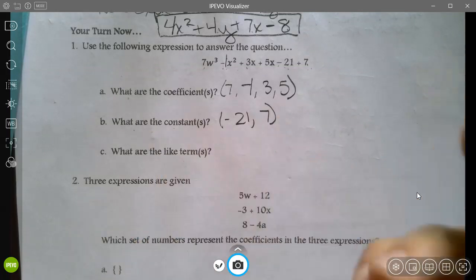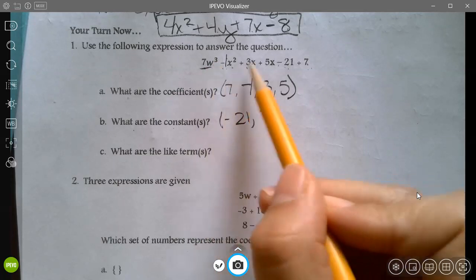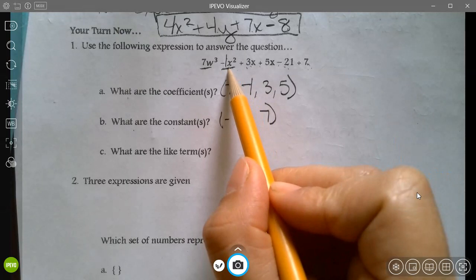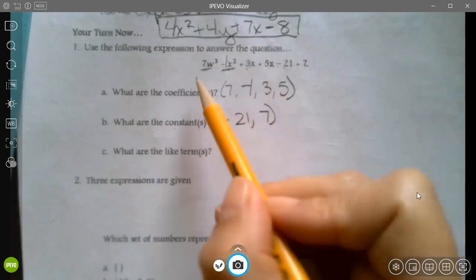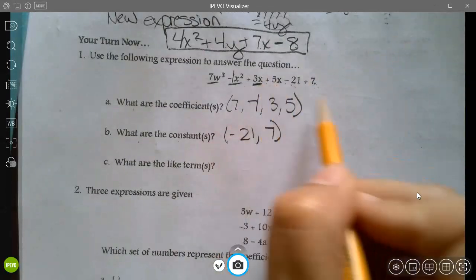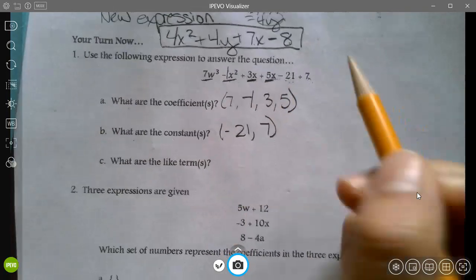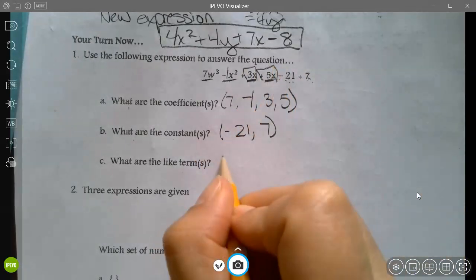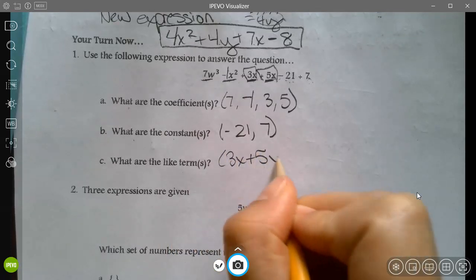And then my like terms. Do I see any other w to the third power? I do not. Go to my x to the second power. Do I have any other x to the second power? I do not. Go to my next one, x to the first power. Do I have any other x to the first power? I do. These 2 are like terms, right? So my like terms would be positive 3x plus 5x.